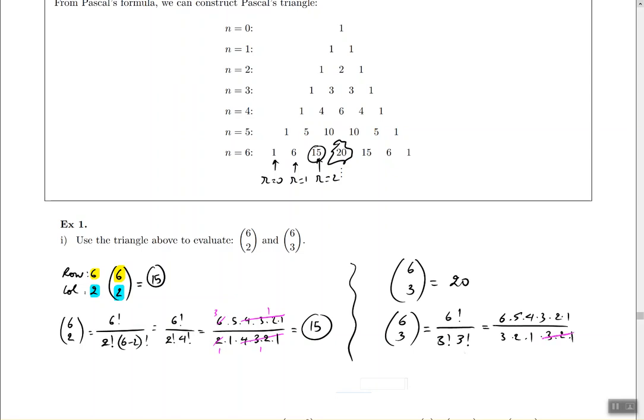Let's cancel out some things. The 3, 2, 1 cancels out. The 3 times 2 is going to be 6. It cancels out with the 6. And we're left with 5 times 4, which is 20. So it turns out that, yes, it actually works.